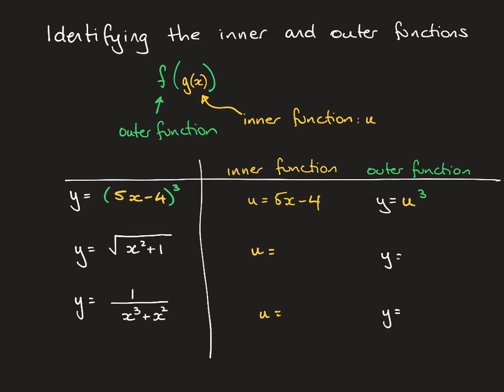So with our next function that we've got here, we've got the square root of this whole function. And so this whole function is our u. And the square root of that inner function, we can write as the square root of u, which is u to the power of a half. Pause the video now and have a go at this one, and then I'll pop the answers up for you.